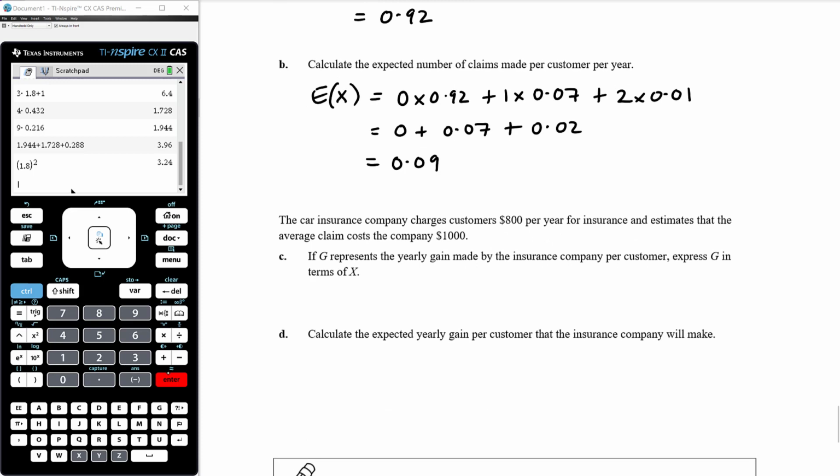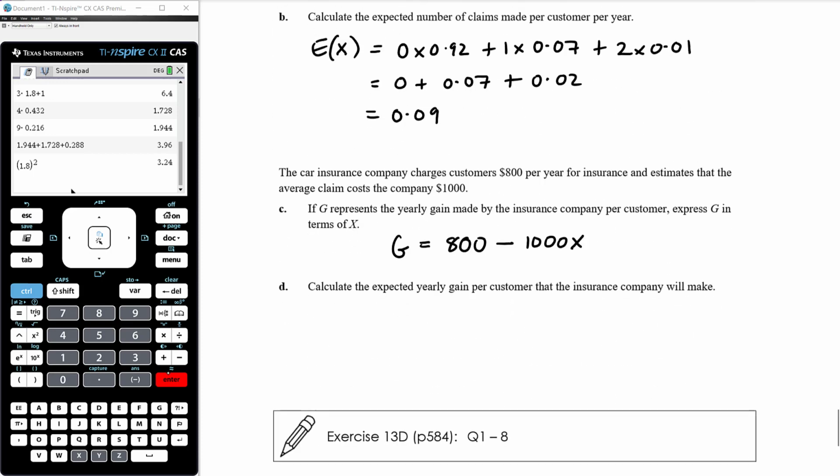Okay, so the car insurance company charges customers $800 a year for insurance and estimates that the average claim costs the company $1,000. If G represents the yearly gain made by the insurance company per customer, express G in terms of X. Okay, so the gain made per customer, they obviously gain the $800 from them that they pay, but then if they make a claim, they're going to be taking away $1,000 times the number of claims, and remember X was the number of claims per customer per year.